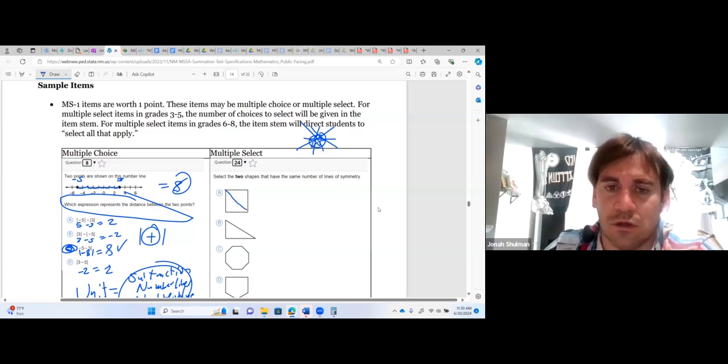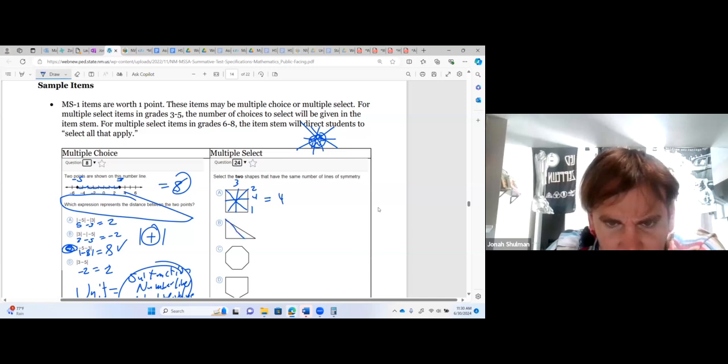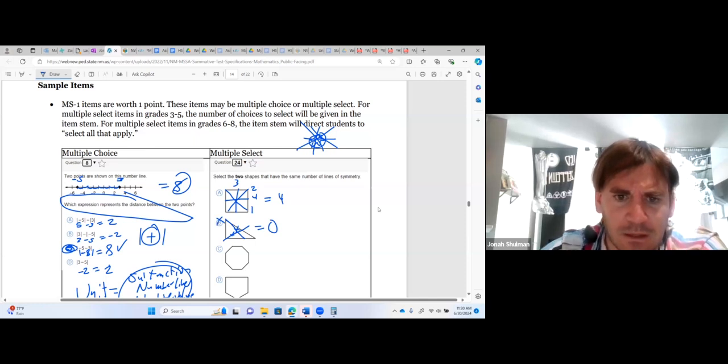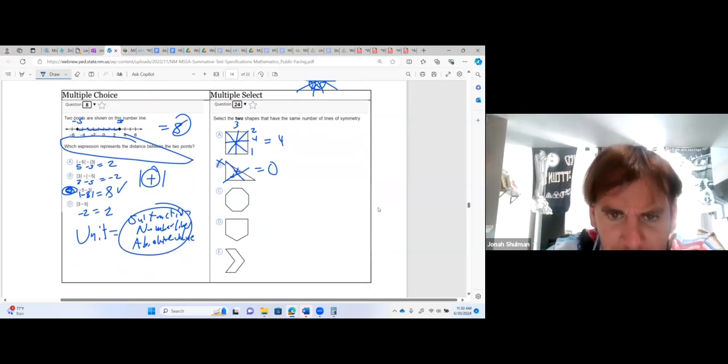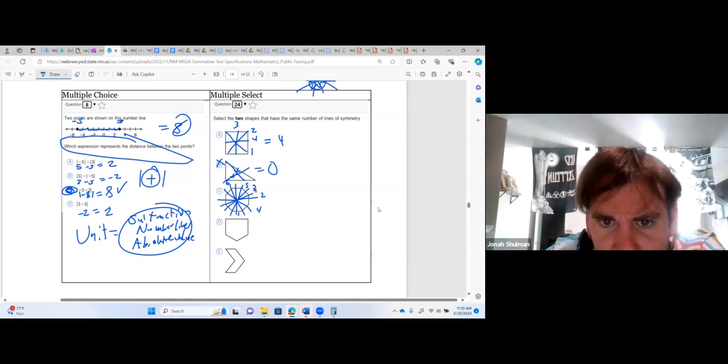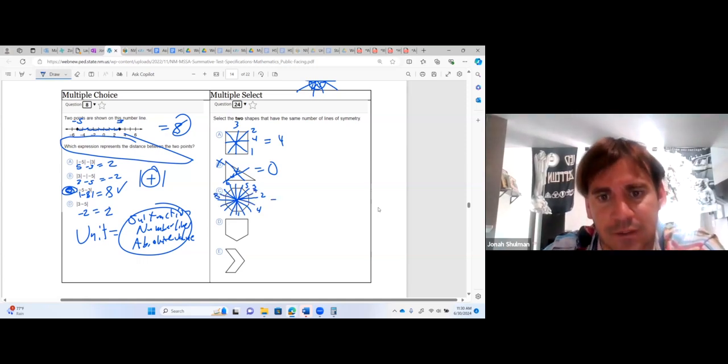So that's 1, 2, 3, 4. So if I were to fold this, I'd have 4. If I fold this, no, this is 0. So it can't be B. C has how many? 1, 2, 3, 4, 5, 6, 7, 8. So C has 8.